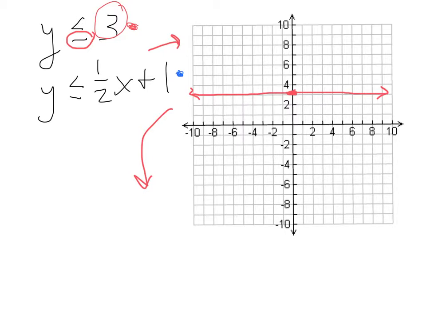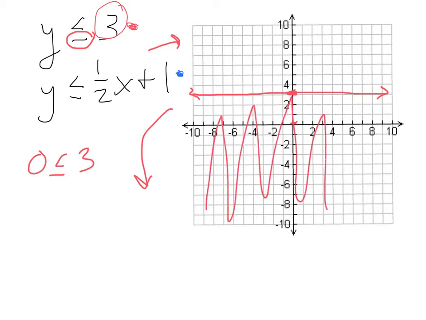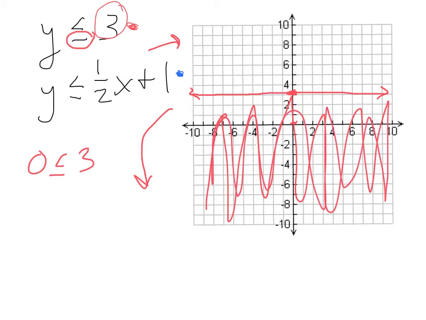Nine times out of ten, the easiest point to pick is 0, 0, because it just simply works easy with algebra. So if I put in 0 for y, I get 0 is less than or equal to 3, and that's a true statement. So basically, this point 0 right here that I've got is on the true side of the line. So I'm basically going to shade underneath it. All of these numbers will make this statement true. Okay, so that's line 1.